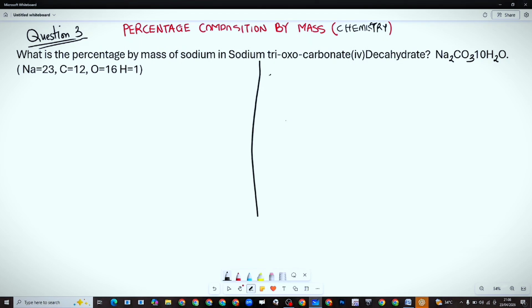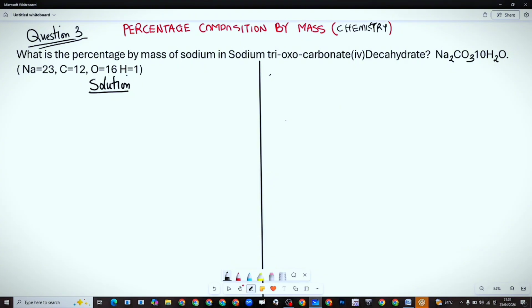Alright, this is better. So the solution to this problem: we should calculate the percentage by mass of sodium in sodium carbonate decahydrate.